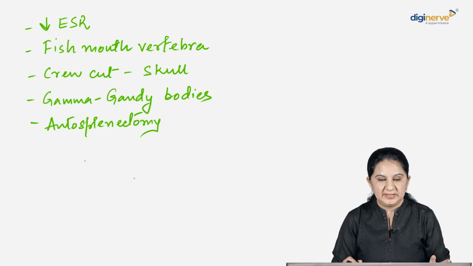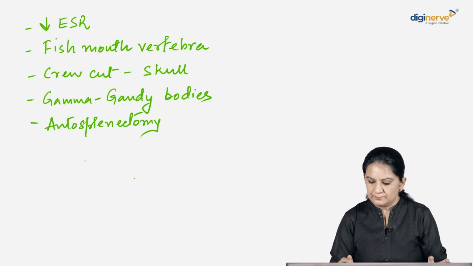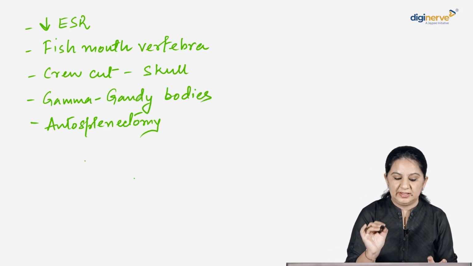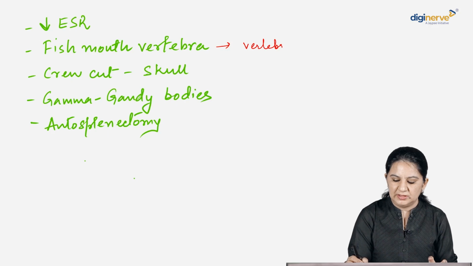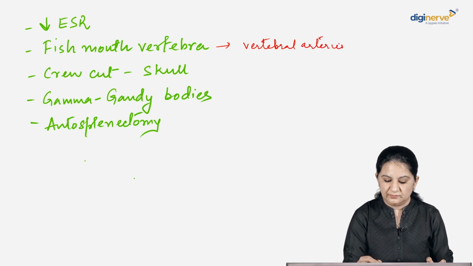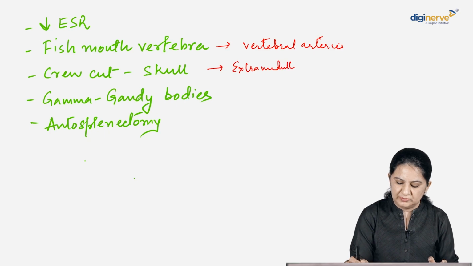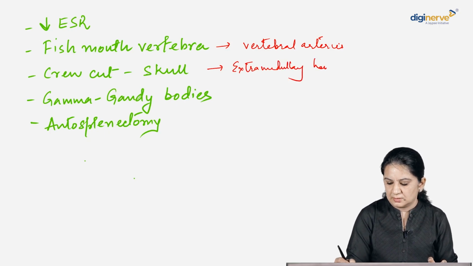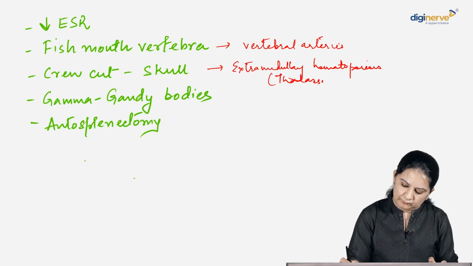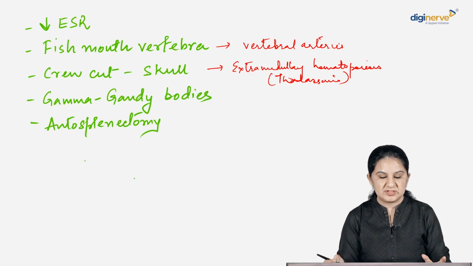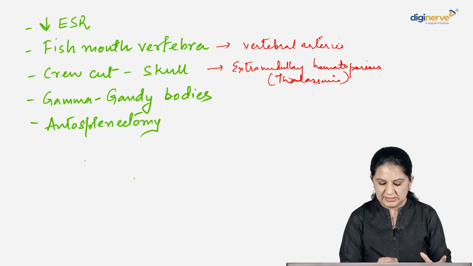Other important things that you see in sickle cell anemia, all important questions. There will be decreased ESR, fish mouth vertebra. Why? Because of occlusion of vertebral arteries. Crew-cut skull. Why? Because of extramedullary hematopoiesis. Where else do you see this? Yes, you see it in thalassemia. Extramedullary hematopoiesis or crew-cut skull is also seen in thalassemia.